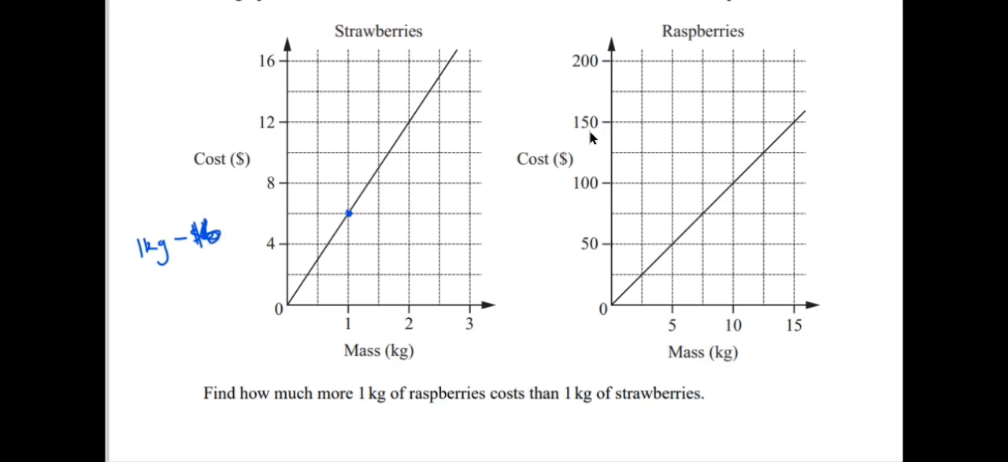Then for this one, we can see that 5 kg will give us 50. So if 5 kg is giving us 50, it simply means that 1 kg will give us 10. So for this one, 1 kg is equal to $10. Okay, so this one 1 kg is $6, and this one 1 kg is $10. So now it asks us to find how much more 1 kg of this will cost than 1 kg of this.